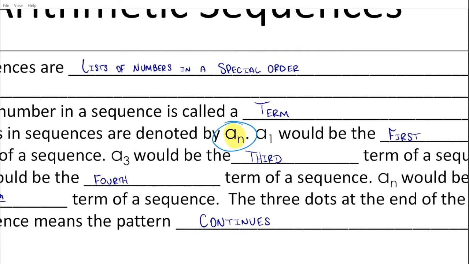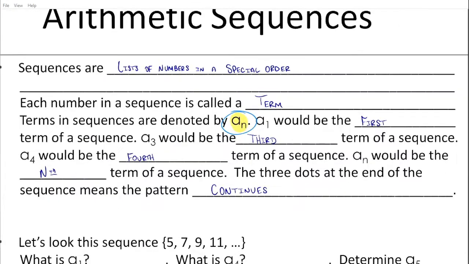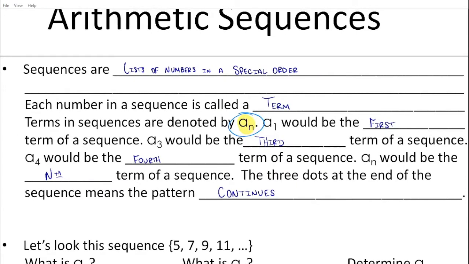So a sub 1 would be our first term. A sub 3 would be our third term, and a sub 4 would be our fourth term. So by doing that, they can substitute and ask us to find any number in our sequence. And if you just had a sub n, that would be the nth term. And if you see 3 dots at the end, that means that pattern is going to continue forever. So let's look at a couple examples.